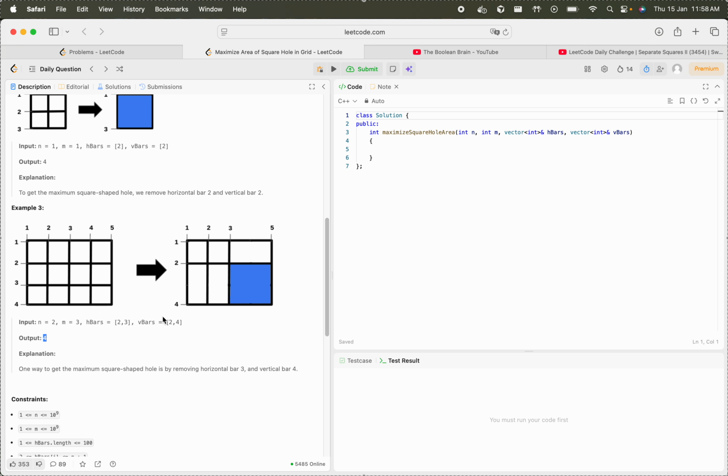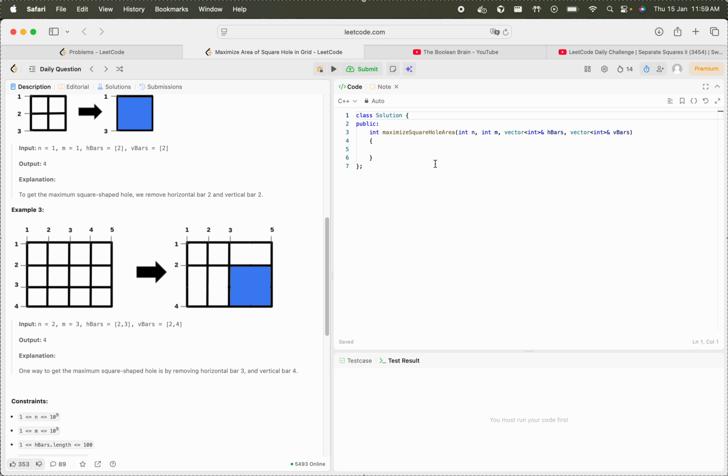But if you can see in the demonstrated example, they have removed the third horizontal bar and the fourth vertical bar. Even if we remove the third horizontal, these two are combined, and when this one is removed, these two are combined. Now I hope the problem statement is clear.